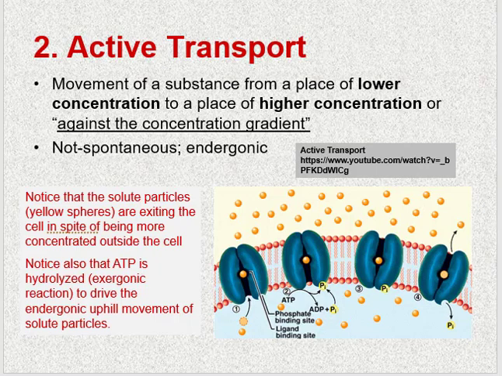Now we're going to talk about active transport. Active transport is the movement of a substance from a place of a lower concentration to a place of a higher concentration with the use of cellular energy. Now, these are not spontaneous reactions, they are endergonic reactions, meaning that they gain energy through the course of a reaction.